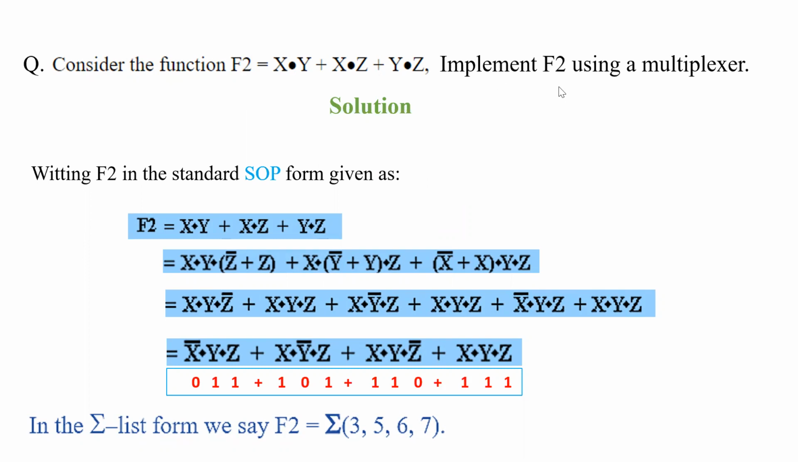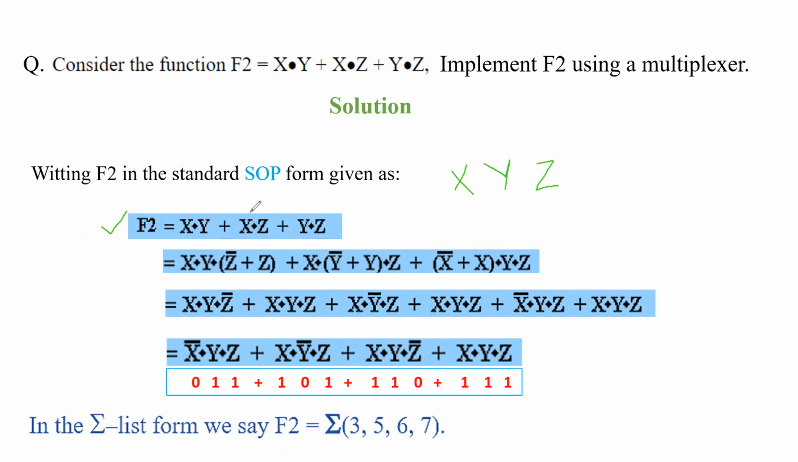Now to implement this Boolean function using a multiplexer, first we have to write this expression in its standard sum of product form. To write the standard form of sum of products, we have to see what variable is missing in the expression. This function contains three variables x, y, and z. It is a function of three variables.